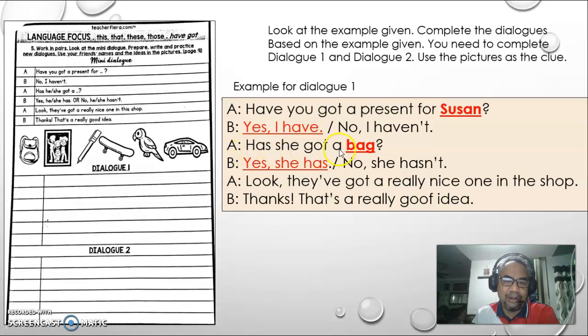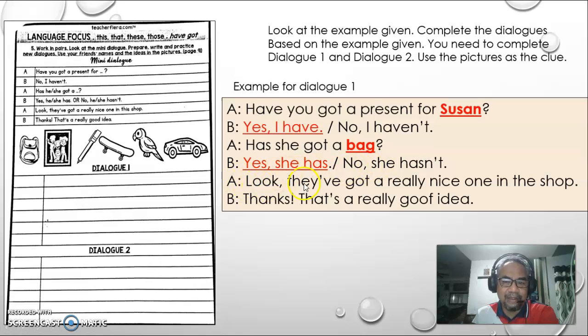Has she got a bag? The word bag is based on the clue given. Bag, photograph, pen, skateboard, pets or parrots, a car. These you can change based on the picture. Yes, she has. Or no, she hasn't. Look at the short answers, affirmative and negative statements.